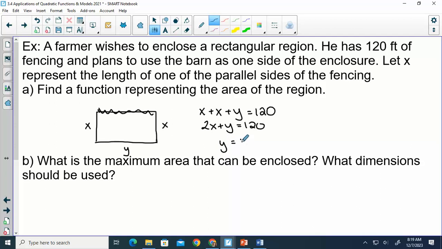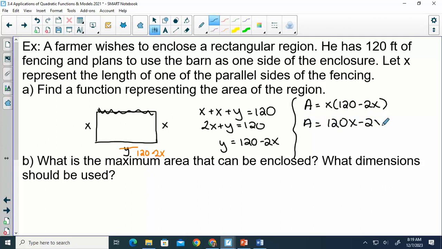So Y would be 120 minus 2X. So instead of calling this side Y, I'm going to call it 120 minus 2X. It's kind of like that basketball court problem again, isn't it? How do we get the area? X times 120 minus 2x is. So there's my equation for area.